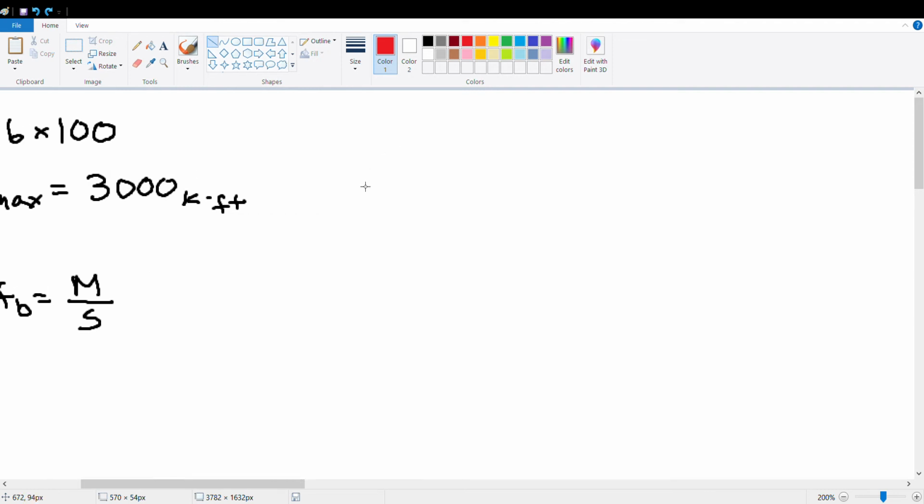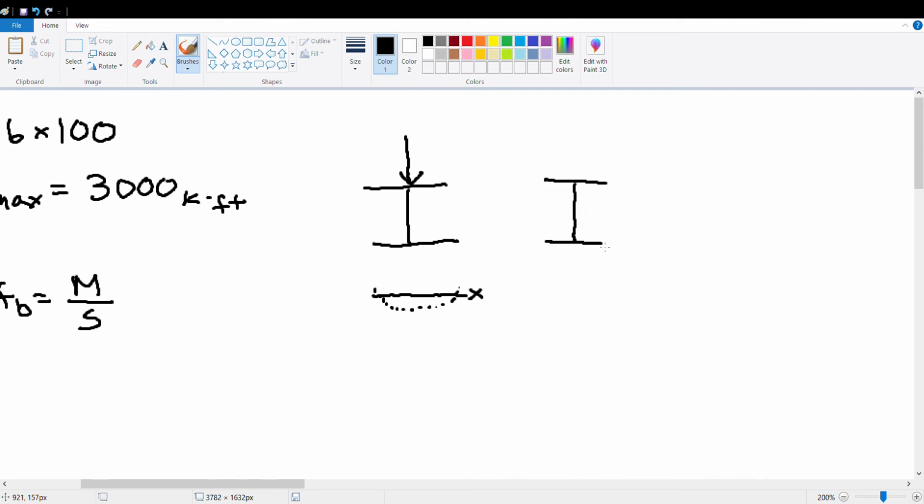Say you have a beam here. If the load is right here, this is strong axis bending. It's going to be bending about the x-axis. It's going to bend like this. And if you have that same scenario, but the load is coming like this, perpendicular to the web, then this is going to be y-axis bending. It's going to bend like this, and that's called the weak axis.